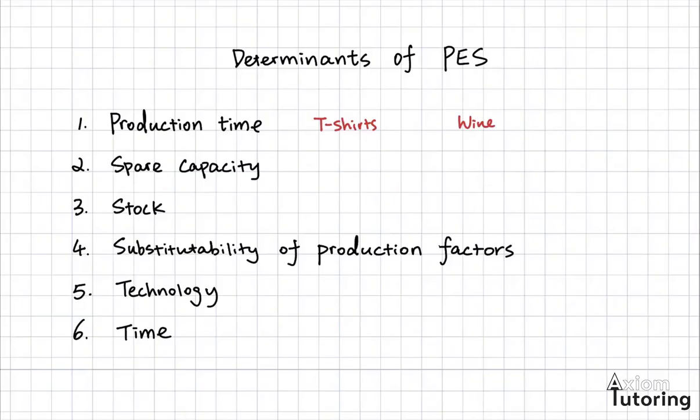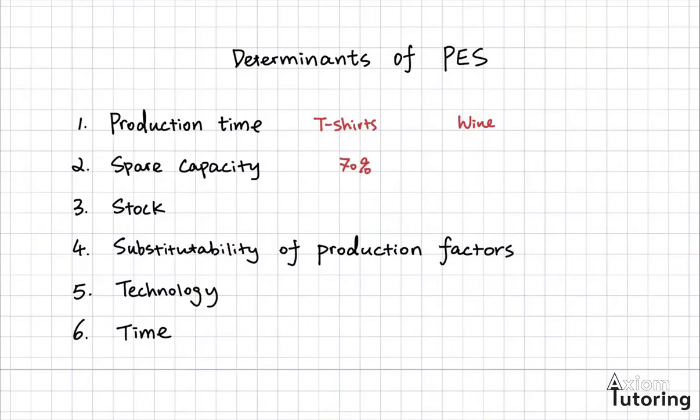The second determinant is spare capacity. It's the extent to which a firm has unused resources or machinery that can be brought into production. A high PES example is car manufacturing in a factory that is running at 70% capacity. If demand rises, the firm can quickly increase output by using the idle capacity or resources.